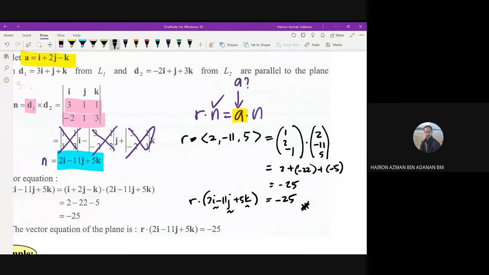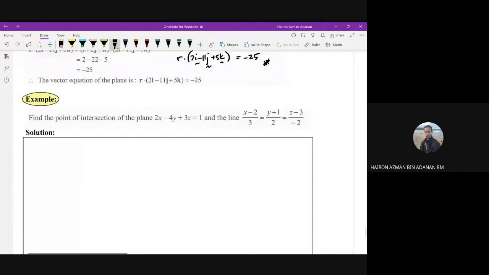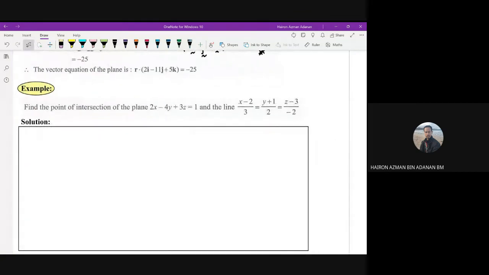Okay, I hope you understand. If you are given two lines on your plane, please use vector D. That is, what is D? Vector parallel to the line. You cross both vector D, then you get vector normal. To find the vector A, just take any point A from line 1 or line 2. Okay, no question, so we proceed to the next example.